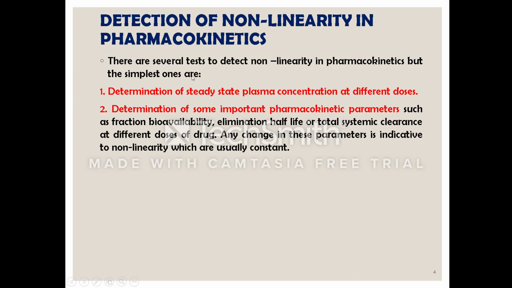Detection of non-linearity in pharmacokinetics. There are several tests to detect non-linearity. First is determination of steady state plasma concentration at different doses. In case of normal linear kinetics, the steady state plasma concentration at different doses remains constant. But if it is changing at different doses, that means the drug is showing non-linearity. Similarly, the important pharmacokinetic parameters at different doses of the drug are usually constant, but any change in these parameters is indicative of non-linearity.